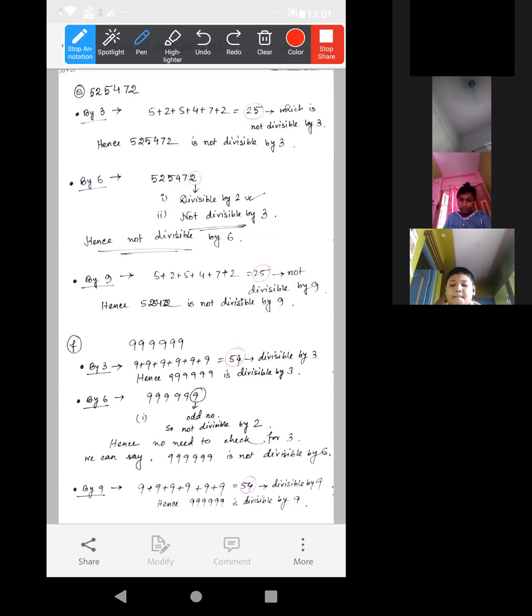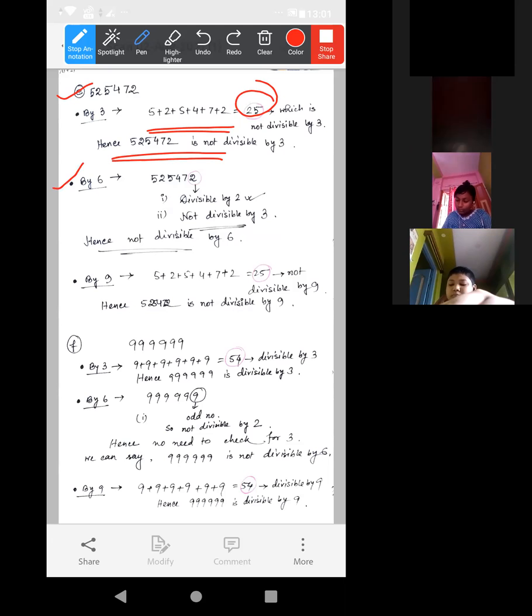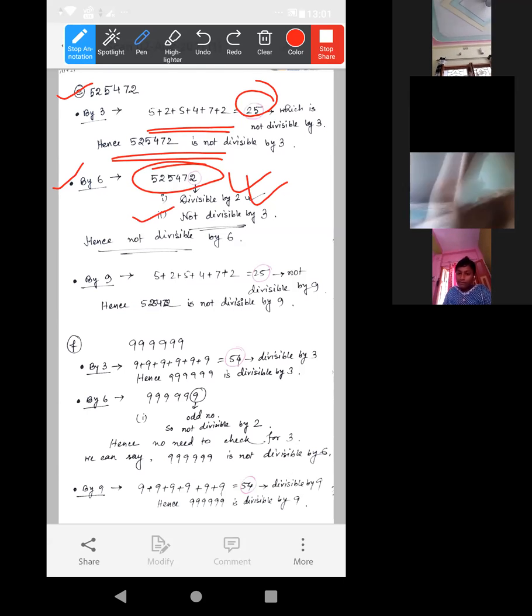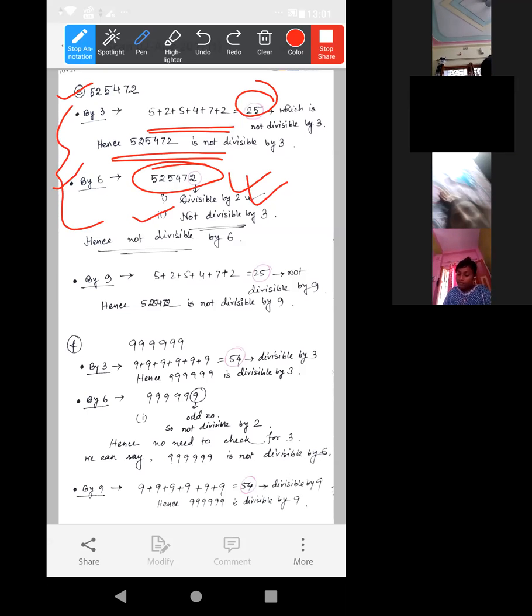Acha, next number E again. The same thing by 3, we just have to add them. The addition is 25. Not divisible by 3. So the given number is also not divisible by 3. Now by 6. Already we have got not divisible by 3. So in this question, Trisha, you can do 3 first. Then even no need to check for 2. But if the questions are not given together, suppose 3 and 6, individually only by 6 is coming, then you have to continue this process, rules of divisibility by 6.